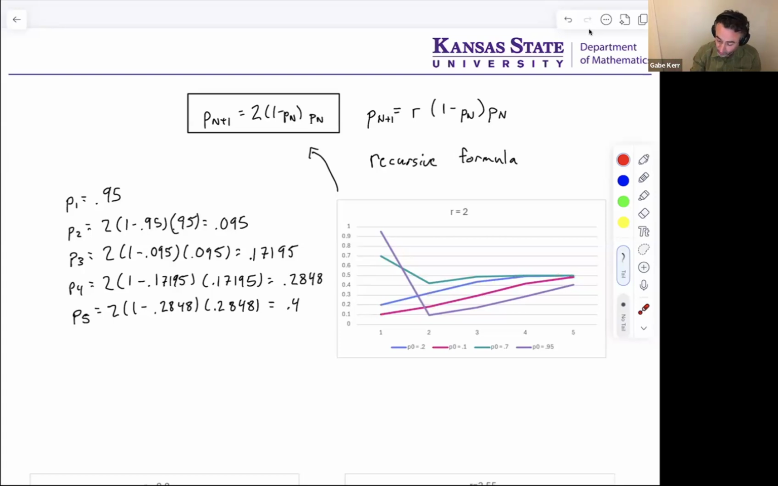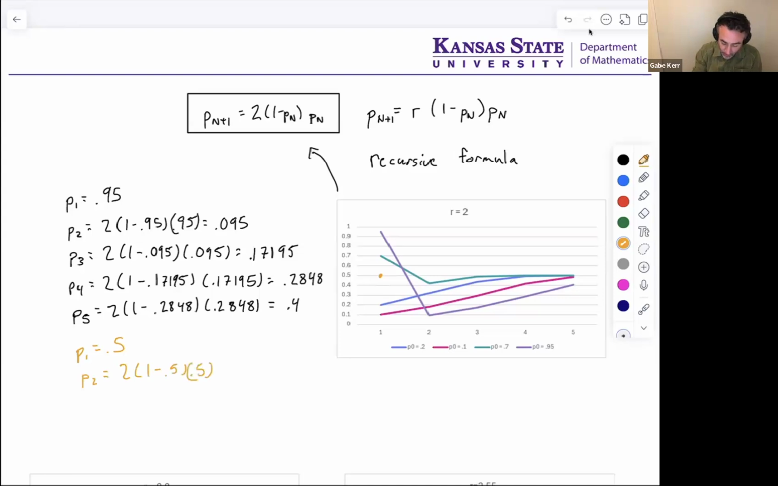graph, but we'll plot it with, I guess we can use orange here. We'll plot it with orange and we'll put in P1 equals 0.5. Okay. So what's going to happen? Let's see. I will find out what P2 is by using the same recursion relation. It's 2 times (1 minus 0.5) times 0.5.